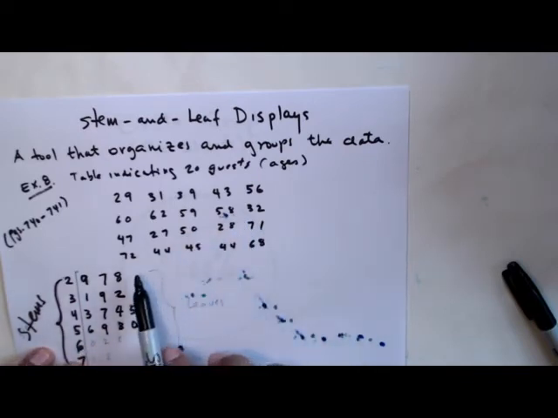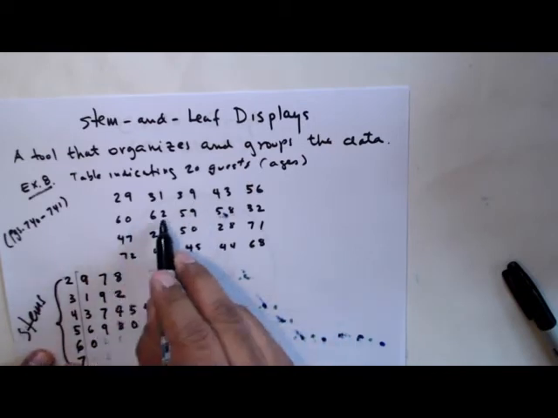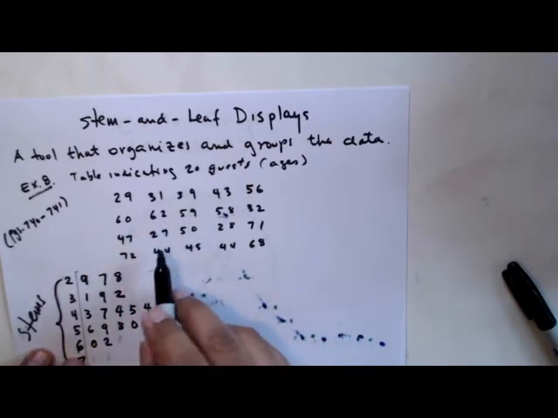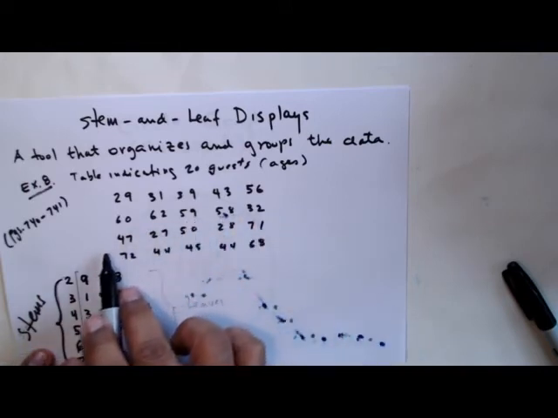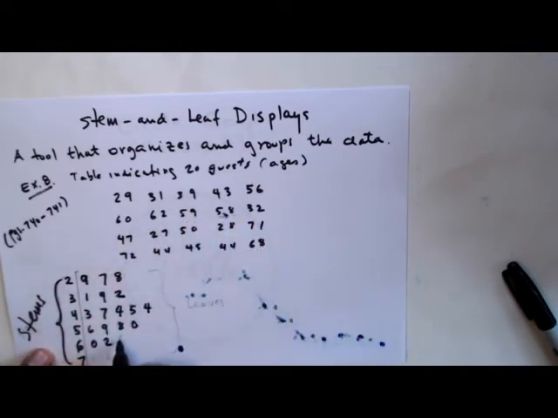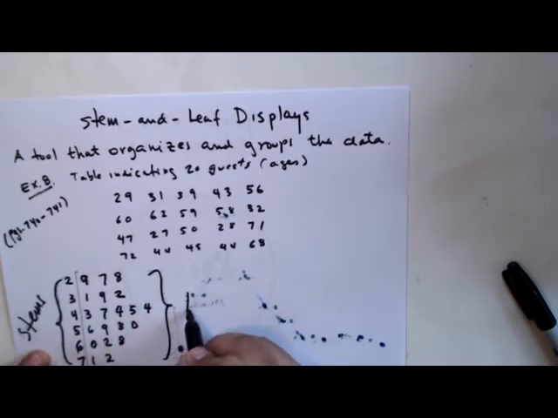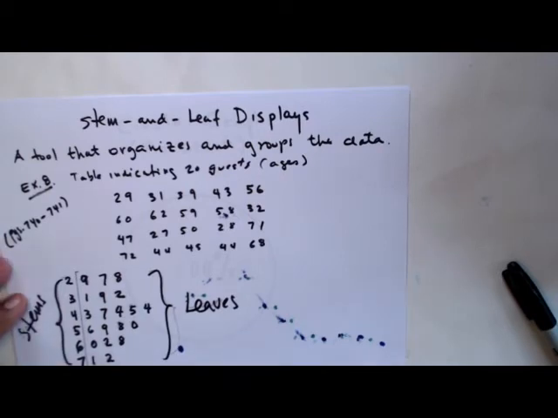For the 60s, we get 60, 62, and then we get 68. And for the 70s, we get 71 and 72. So these will be our leaves. So basically that's what you need to do in this kind of example.